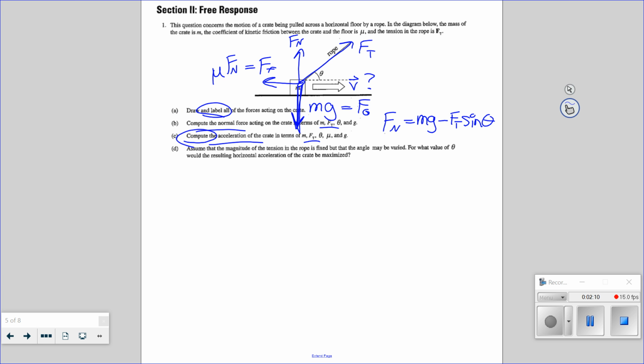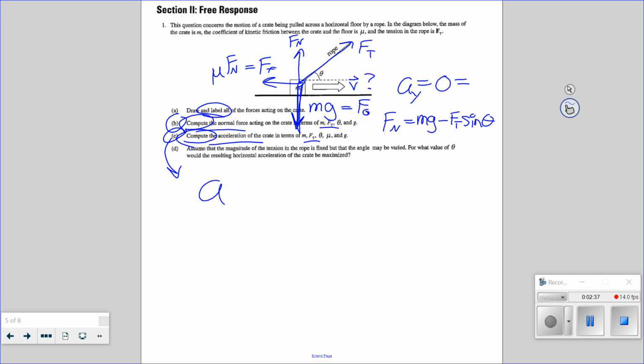Compute. So actually, if that's all I wrote for part B, I would be in trouble because it says compute or calculate. So I would really need to start with a_y equals 0 because it's pulled across the floor horizontally, and then I have to derive it. But in the interest of time, I'll show you how we would compute.